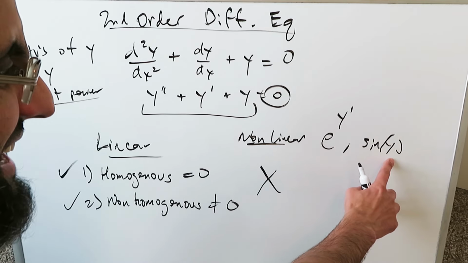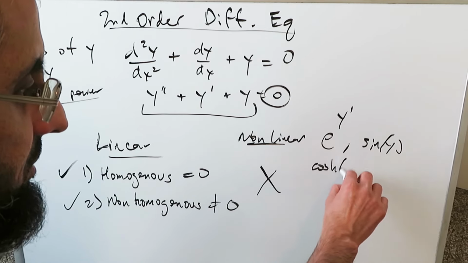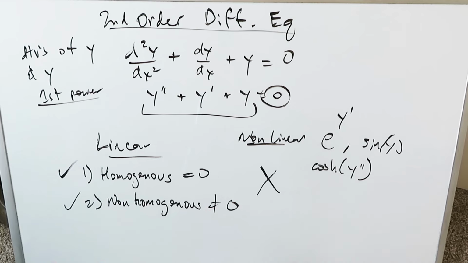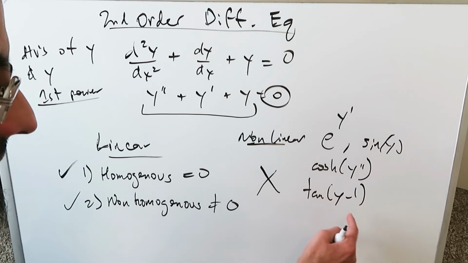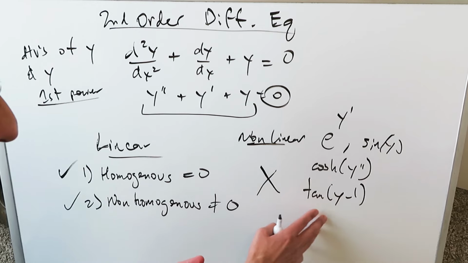Here the y is not a standalone y, but it's attached to something. How about this cosine hyperbolic y prime? The y prime is inherently attached to something as a function or as a composite. It's affecting it in some way. What about this tan of y minus 1? Here your y is inherently attached as a function or it's a composite of something.